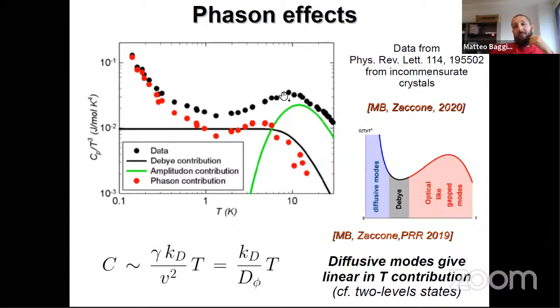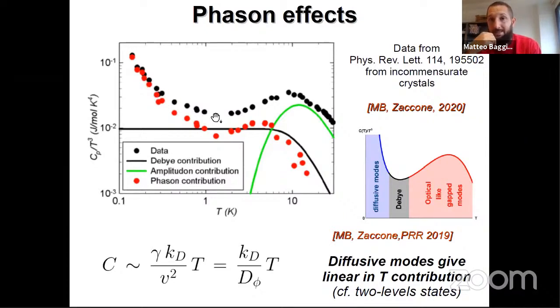And what you can see even more, what these people say, is that you can actually distinguish the contribution from the phason and the amplitude mode. The phason is responsible for this divergence at low temperature, and the amplitude mode is responsible for this bump after. And one thing which is very nice that we did together with my condensed matter colleague in 2019 is to try to understand why that is.